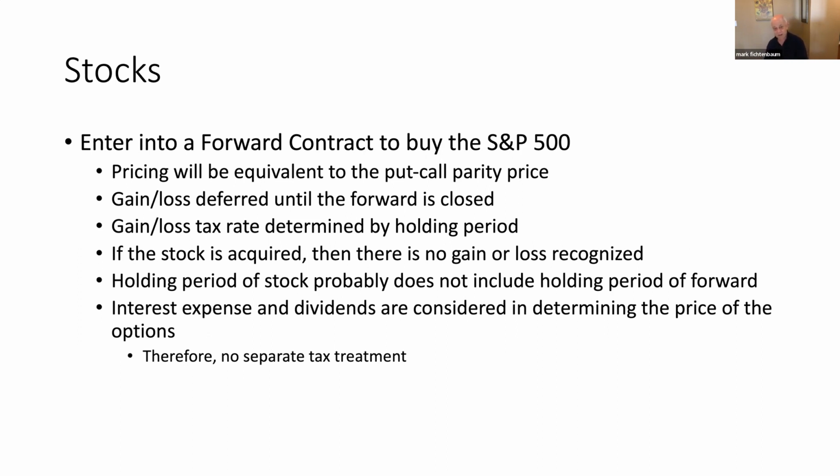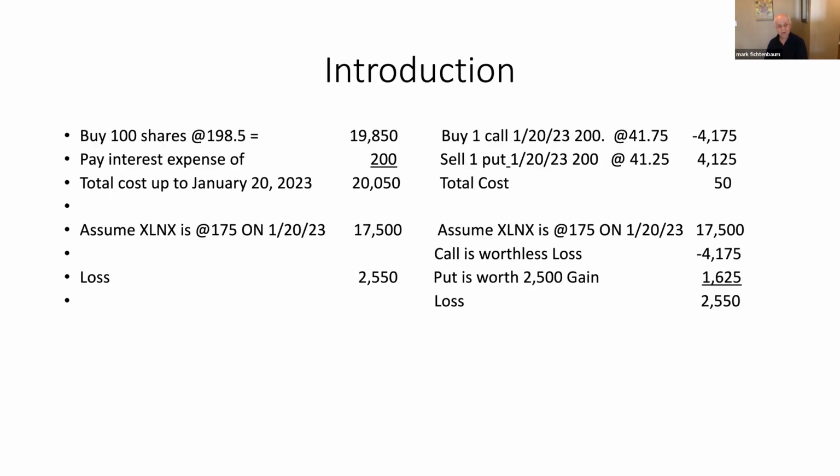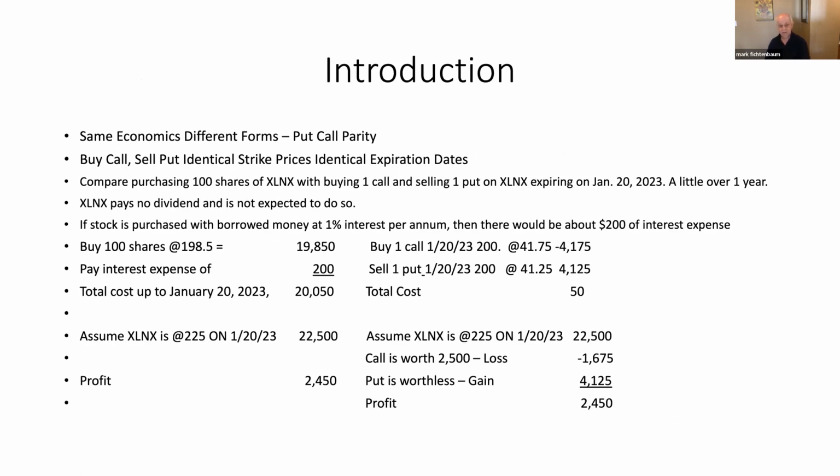So if we go back to our example with Xilinx, the put call parity price for Xilinx was the strike price, 200 times $120,000, plus the cost for buying the options. So your put call parity price, look at that, is equal to $20,050. That would have been the price of buying the shares and paying the interest expense. And that's exactly how we price a forward contract.